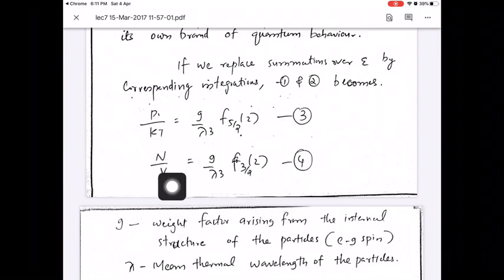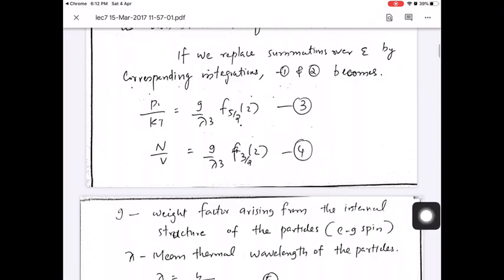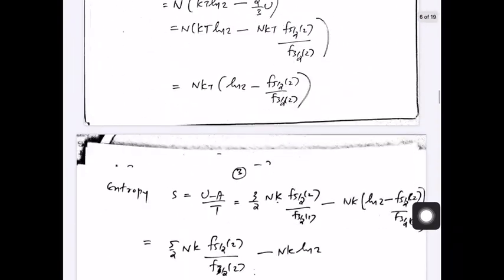This N by V, capital N by V, is written as small n, the particle density. So f_{3/2}(z) will be n λ³ by g, where n is the particle density. That will be f_{3/2}(z), so that is written here.